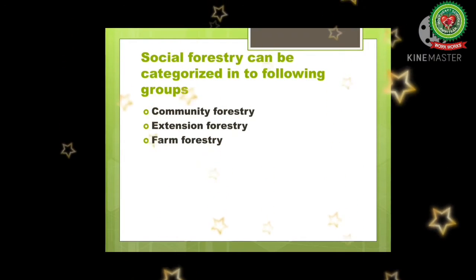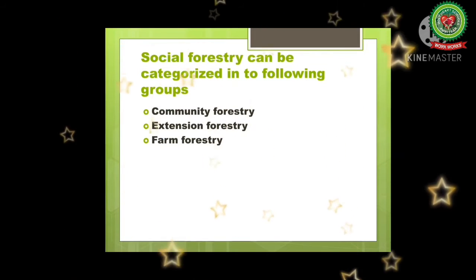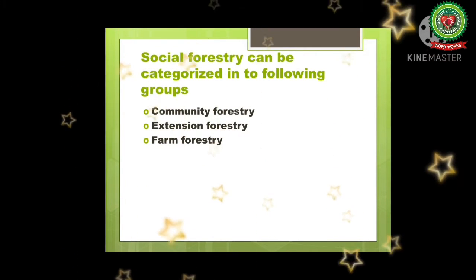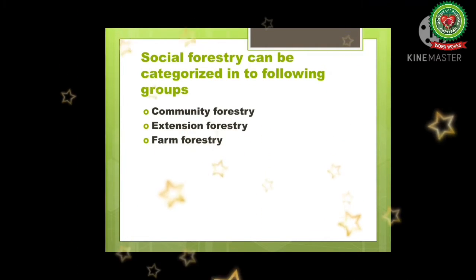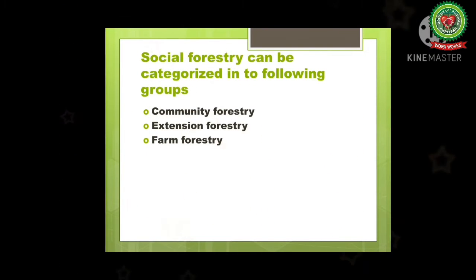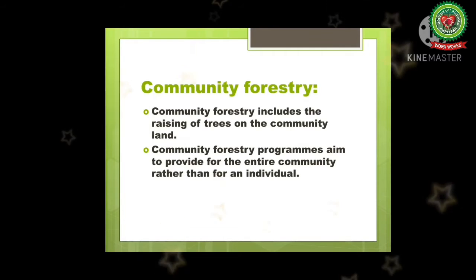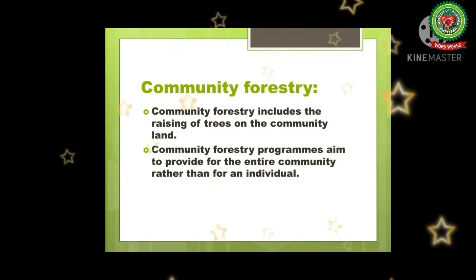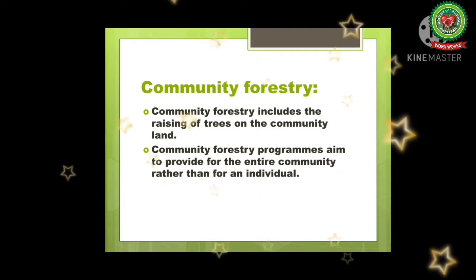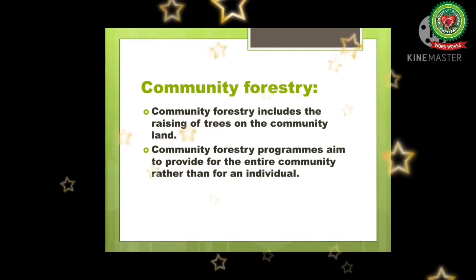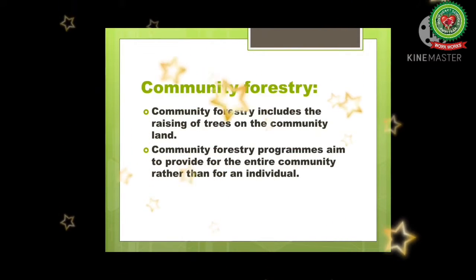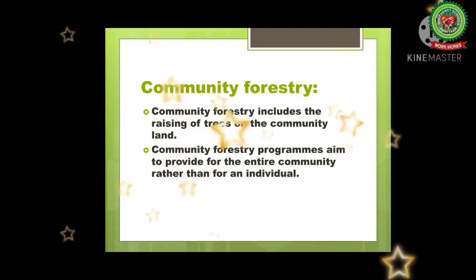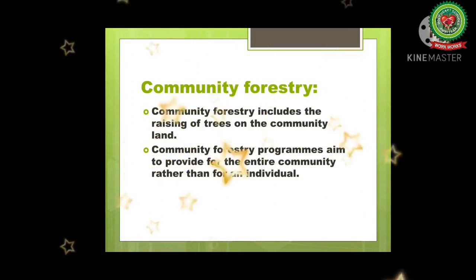Social forestry schemes have been categorized into three groups. First is community forestry, then extension forestry, and afterwards farm forestry. Community forestry includes the raising of trees on community land. Villagers are encouraged to plant trees on common lands and to share their product.